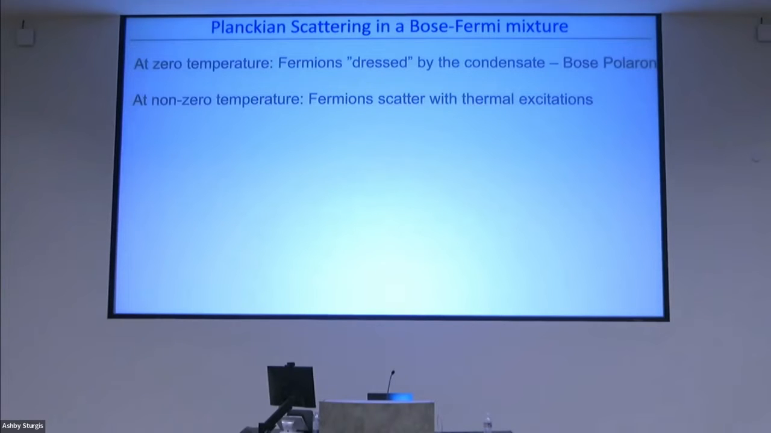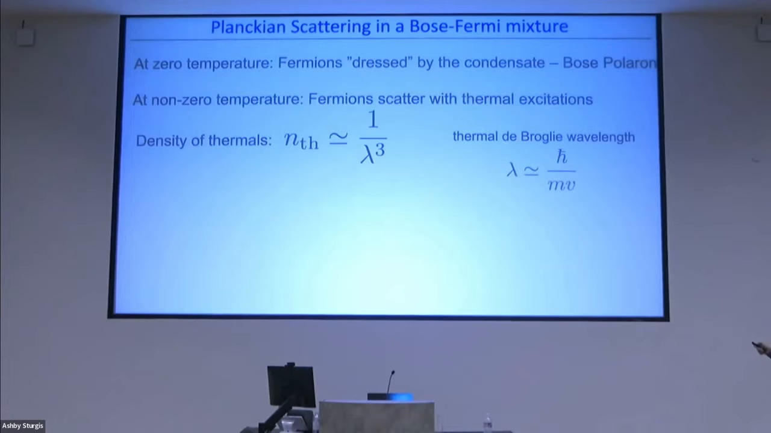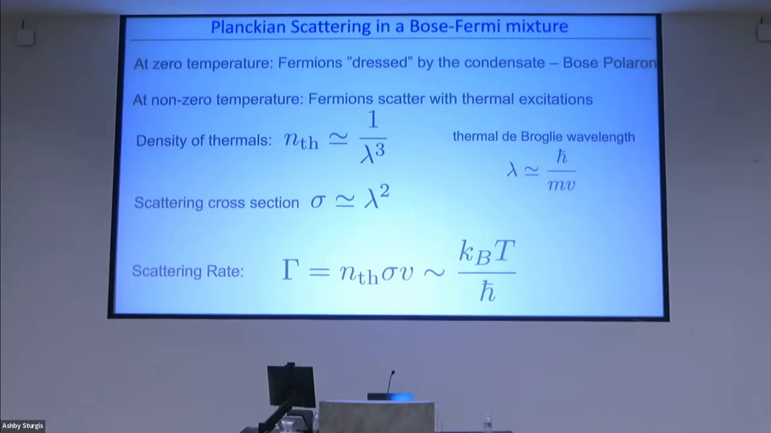At non-zero temperature, the fermions will scatter with thermal excitations. Now, the density of these atoms, according to Einstein, is given by 1 over the de Broglie wavelength cubed. The scattering cross-section, if we drive our interactions to be resonant at the Feshbach resonance, has the only length scale again being the de Broglie wavelength. The scattering cross-section goes like lambda squared, and you plug it in, calculate a scattering rate, and you get, maybe no surprise, that it scales as k_B T over h bar.